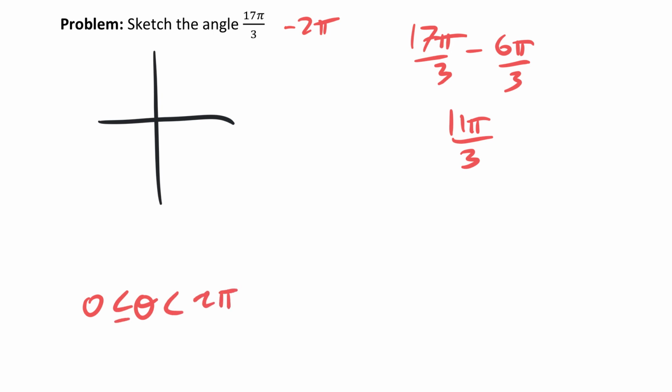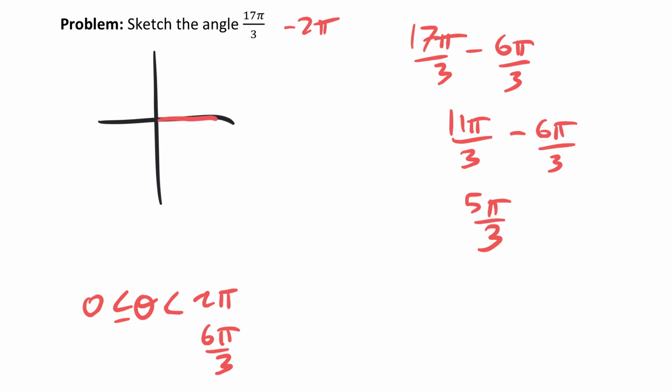And in this case, 2 pi, if we write it as a fraction, is 6 pi over 3. 11 is more than 6. So we've got to subtract again. Let's minus off another 2 pi, or another 6 pi over 3. That's going to give us 5 pi over 3. All right, that's the angle I'm looking for.